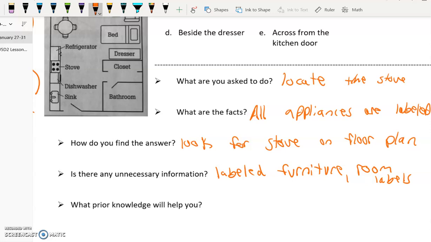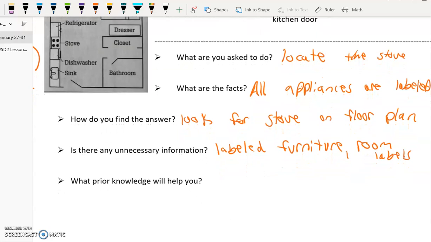And then another question, again, one that you probably don't even think about on a regular basis, but that does play a role, is this idea of prior knowledge. What prior knowledge do you have? And for most of us, our prior knowledge is going to be that a stove is normally located in the kitchen. So again, I'm sure that, when I say that aloud, you're like, oh, well, yeah, of course, that's common sense. That's your prior knowledge.